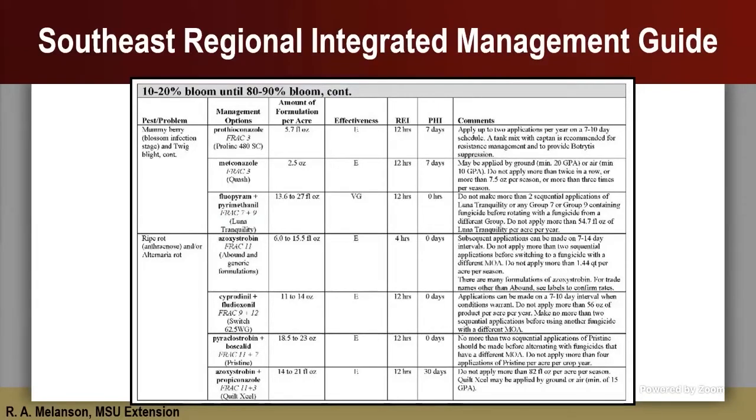And you can see the fungicides are listed in order of best efficacy going down, so excellent is represented by the E, VG is very good, but it goes from excellent to fair when those products are available. And so I mentioned some of that in terms of efficacy later on.